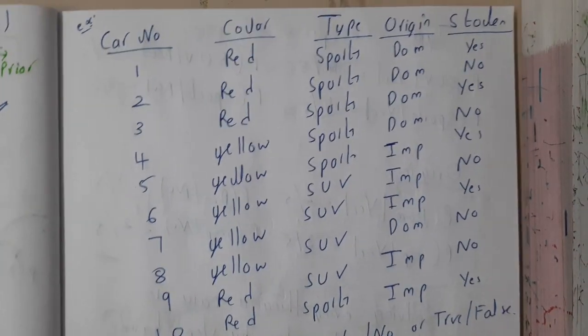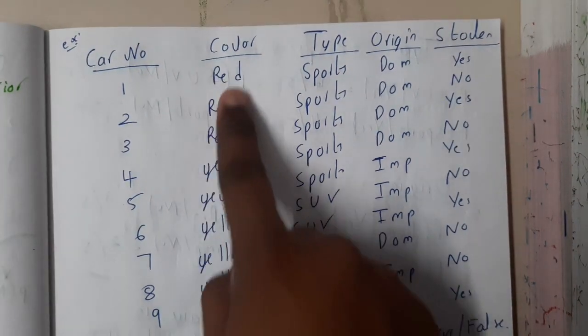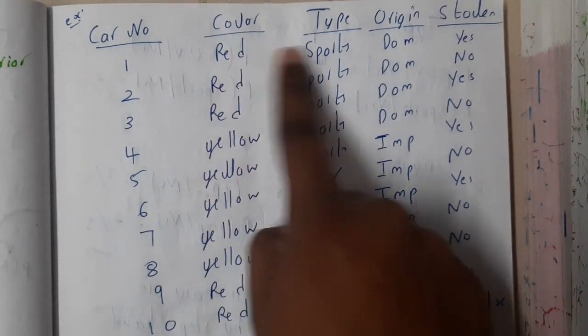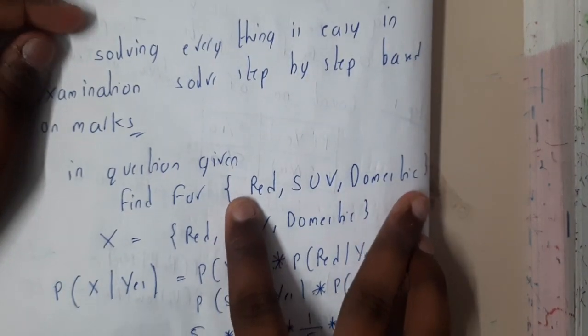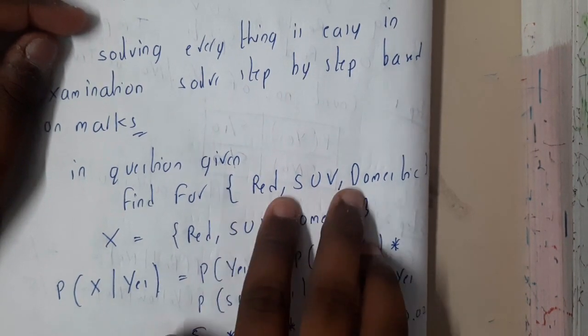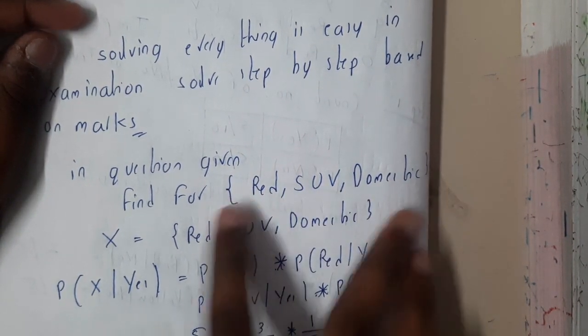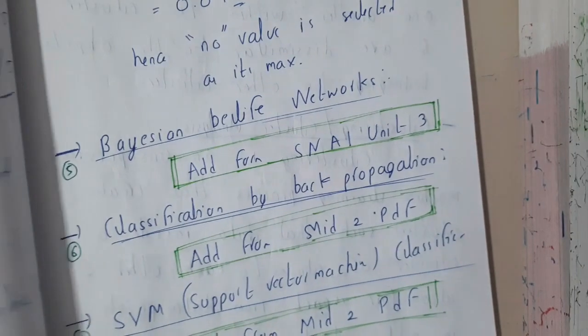So initially the question will be given in this way, guys. Here he will be giving multiple labels, and these are the inputs. He will be expecting an output for a particular thing. So here he gave a test case, that is nothing but a red SUV and a domestic.